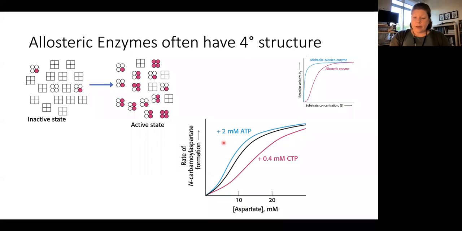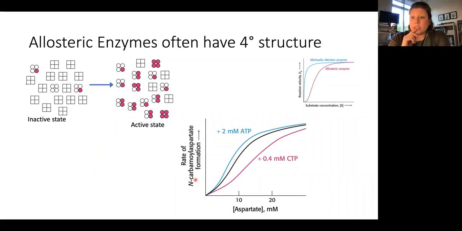The next thing we're going to talk about is this curve, also from your textbook. So on the y-axis here, we've got enzyme activity, right? This is rate of reaction, rate of N-carbamoyl aspartate formation. And on the x-axis, we've got substrate concentration, 10, 20, 30 millimolar, starting at 0 here. You can see that classic sigmoidal curve. And in black here, you can see the baseline enzyme activity that produces carbamoyl aspartate.